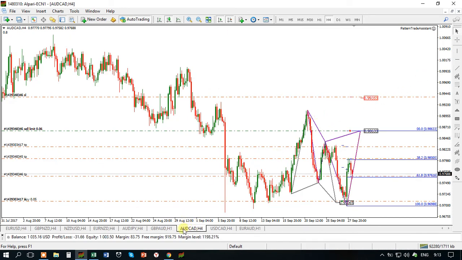Okay, so this is the Aussie Canadian 4 hour. I had this being a winner, target 1 is hit. I am break even on this trade. Look at here, 17. When I say break even, it means that after the first target is hit, I close half of the position, and then I break even the rest. I move the stop loss of the second half to take profit.